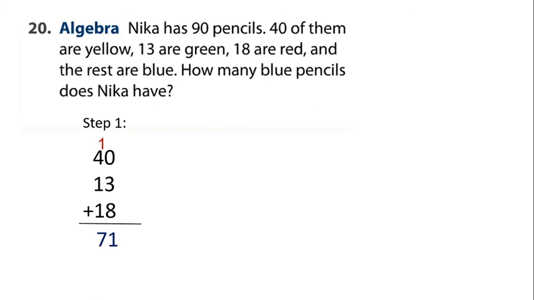The second step, I will count how many pencils are left from the 90 pencils. So 90 minus 71. 0 minus 1, it can't be done because 0 is smaller than 1. We will take 1 from the 9, it will be 8, and the 0 will be 10. 10 minus 1 equals 9, and 8 minus 7 equals 1. The answer is 19 blue pencils.